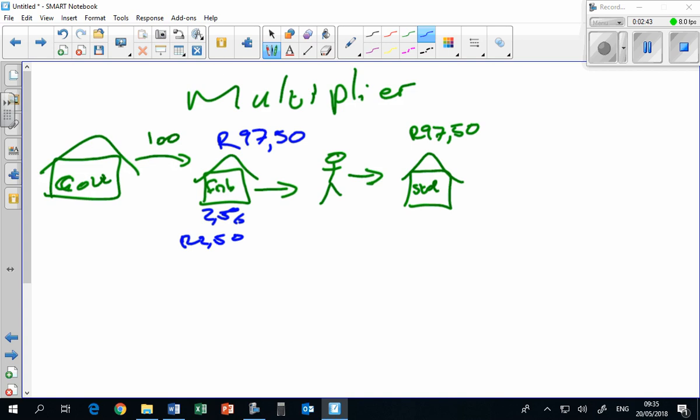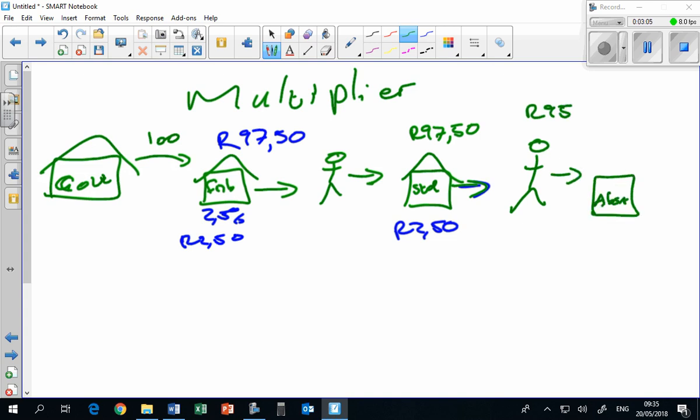Okay? So just for simplicity's sake, I'm not going to use 2.5%. I'm just going to keep it at 2.50 Rand. But it is 2.5%. So they're going to keep back their own 2.50 Rand, and they've got exactly 95 Rand that they can loan out to the next person. He deposits it into ABSA. And ABSA needs to keep 2.50 Rand, and they can loan out 92.50 Rand, which they do.